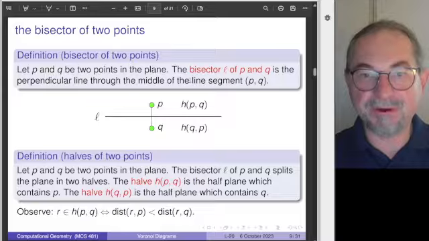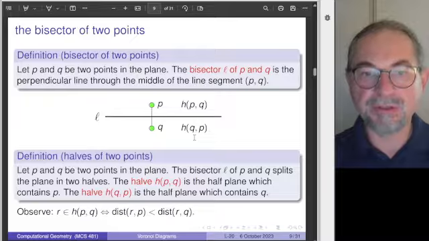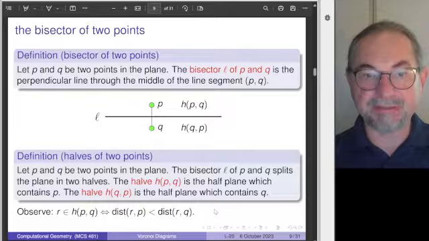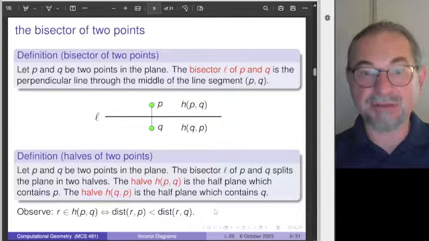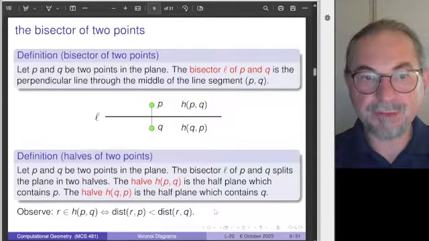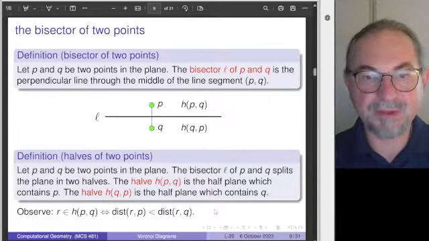So here, how do we define this? We have the half plane for all the points closest to P, and the half plane of all points closest to Q. So these are the halves. So the bisector splits the plane in half. So if you have 2 points in the plane, then the bisector essentially characterizes the Voronoi diagram. So the Voronoi diagram of 1 point, if you like, is the entire plane.